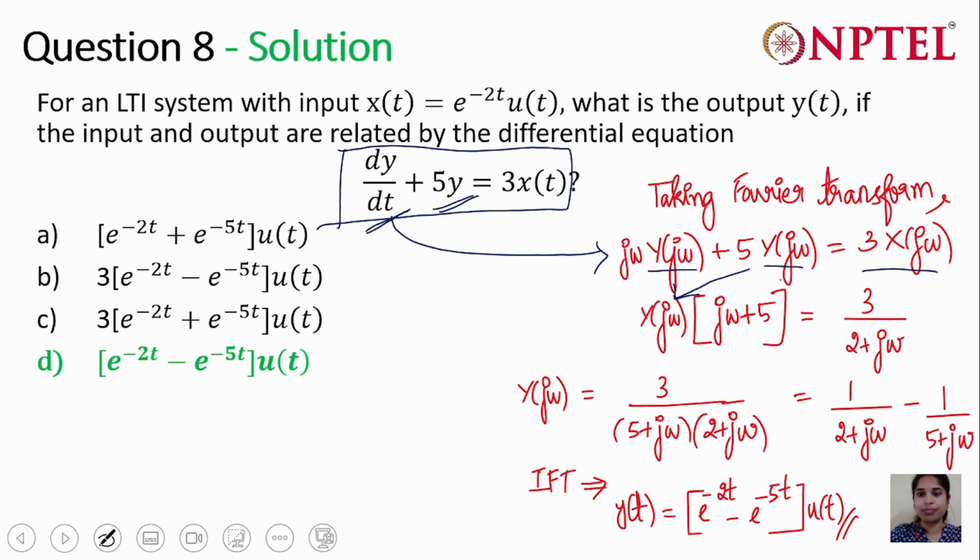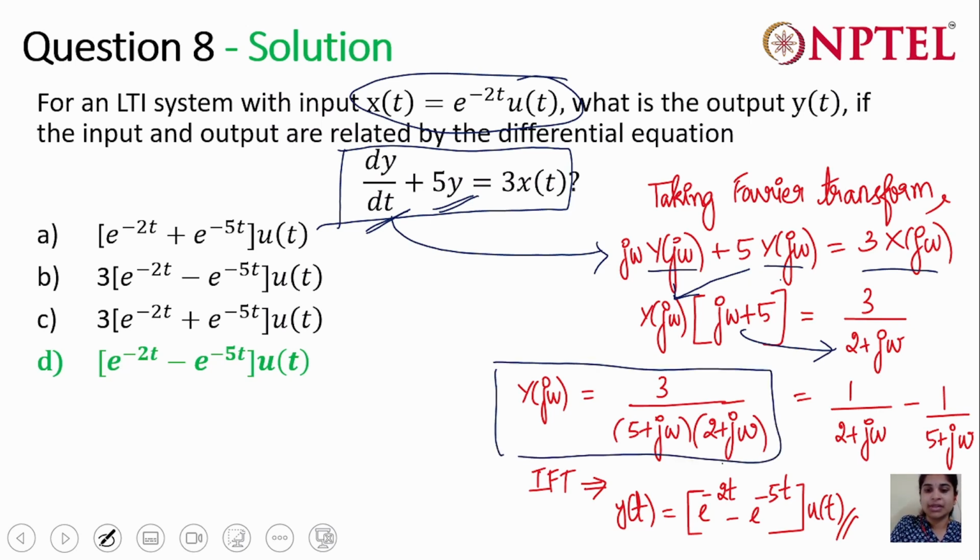So 3 into x of j omega. For x of t it is given as e power minus 2t into u of t, right? So x of j omega is 1 divided by 2 plus j omega. Now this y of j omega will be equal to 3 divided by 5 plus j omega into 2 plus j omega. This is our y of j omega.